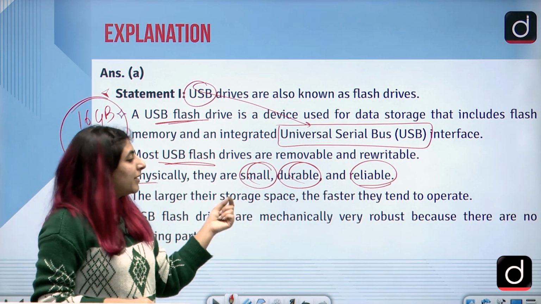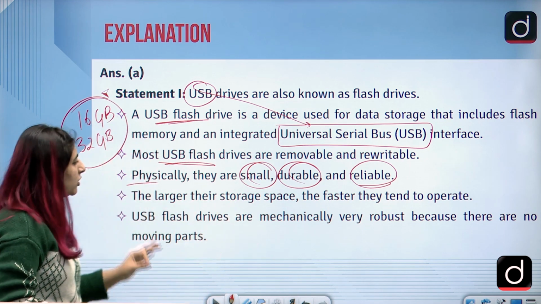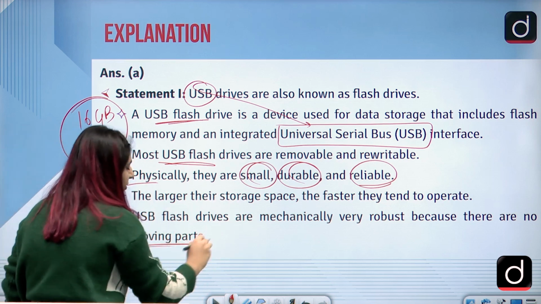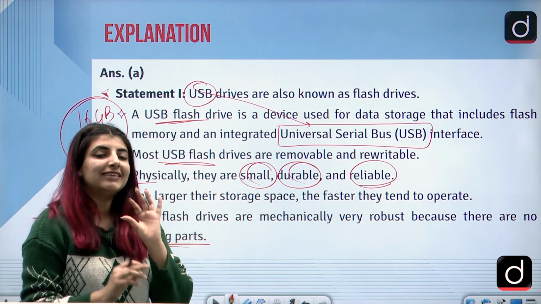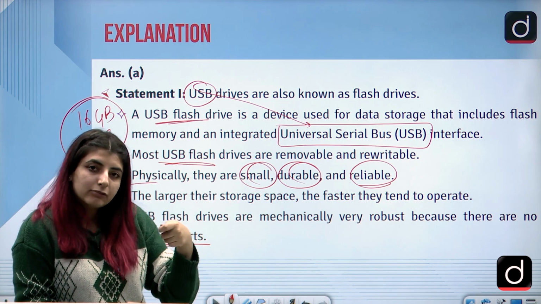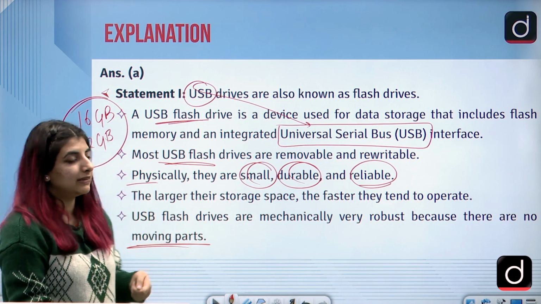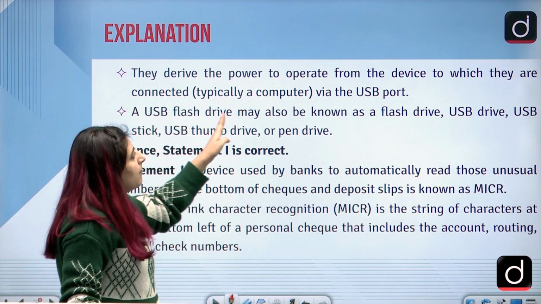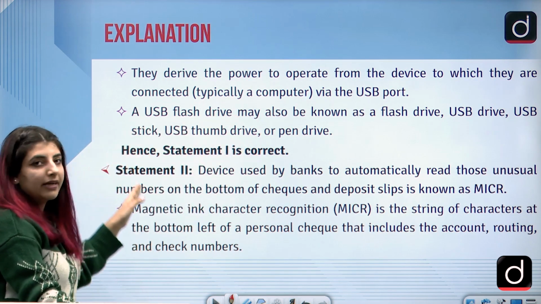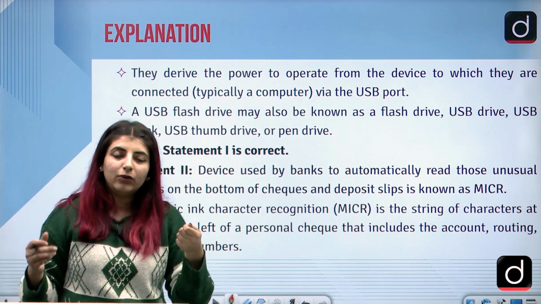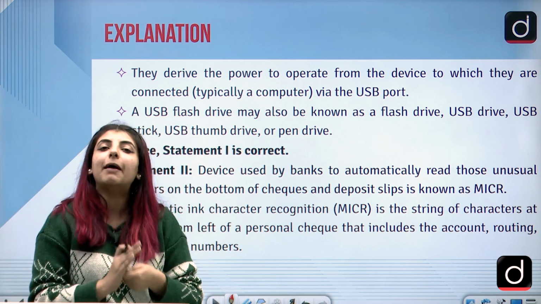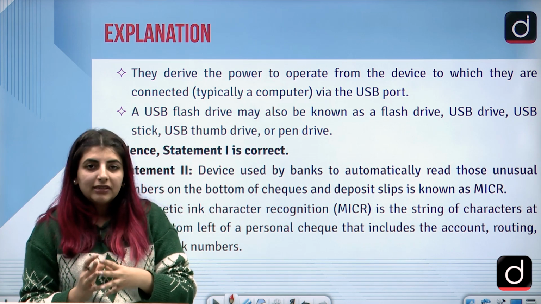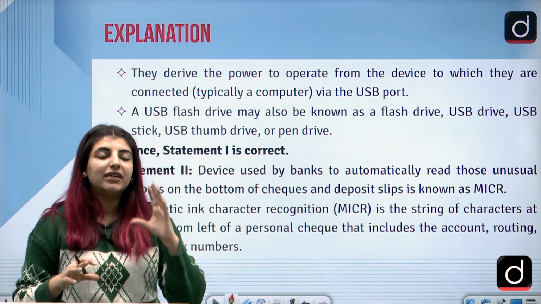USB flash drives are mechanically very robust because there are no moving parts. So they are firm, they are stable, and they are plugged into your computer systems to get the data out for the storage part. They derive the power to operate from the device to which they are connected. So basically when you connect a USB device with your laptop, the laptop is the one giving it the power, and it shows that yes, it is connected.